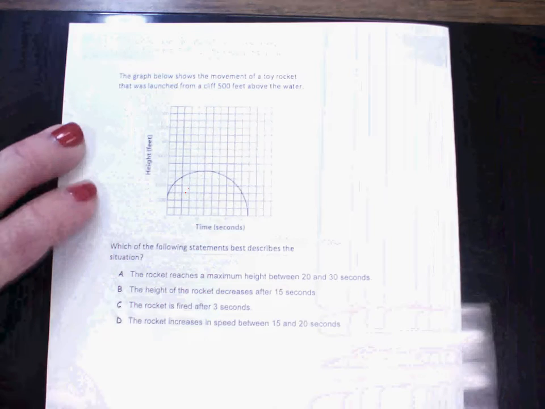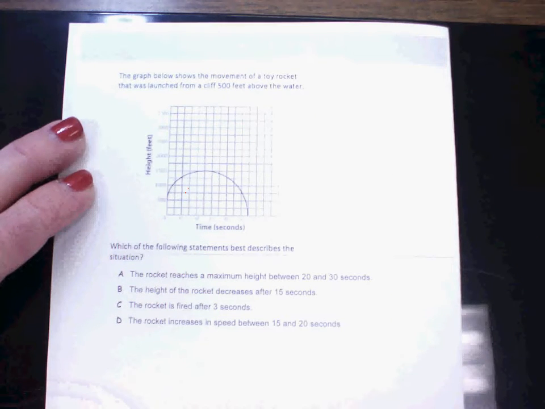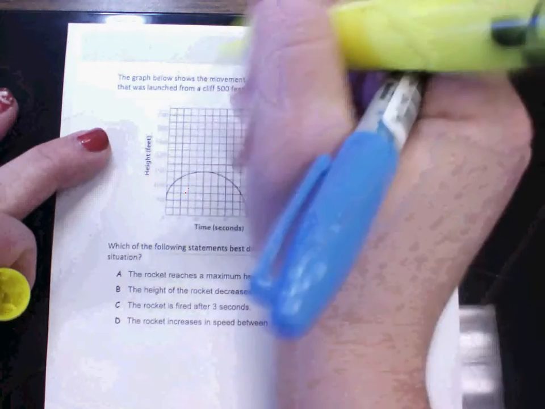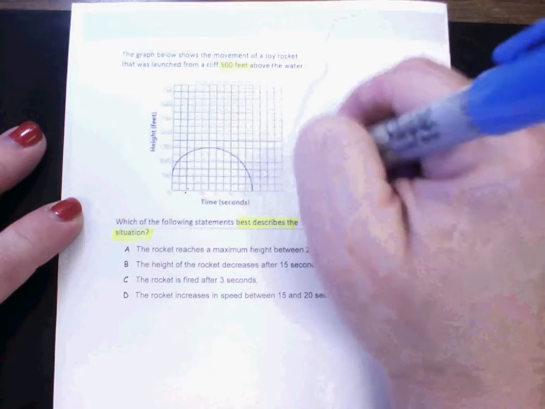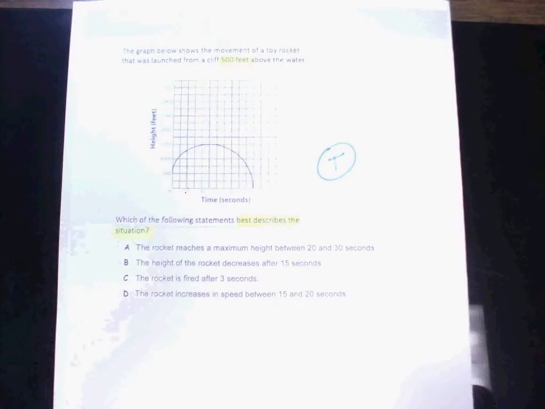All right, so for this one, the graph below shows the movement of a toy rocket that was launched from a 500 feet cliff above the water. Which of the following statements best describes the situation? So are you looking for the true one or the false one? The true one. Very good. I like to write it so that I know I'm looking for the true one.